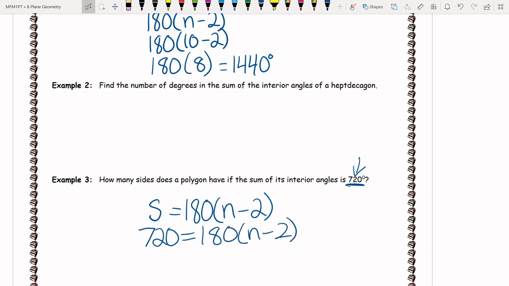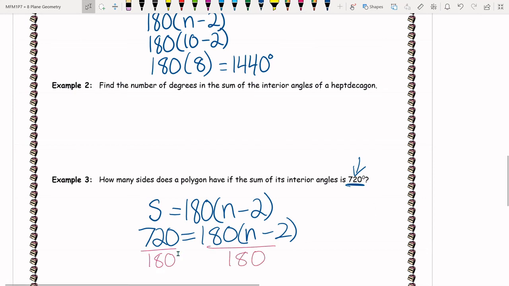And now there are a couple ways you could do this. You could apply, for example, the distributive property if you so chose. But easier than that is to divide both sides by 180. You see how we have multiply by 180 here? So we could divide both sides by 180.